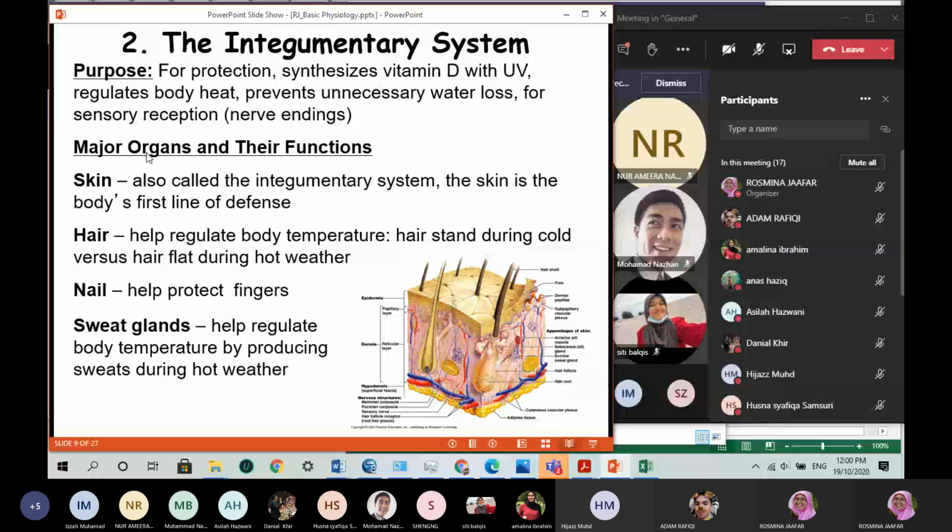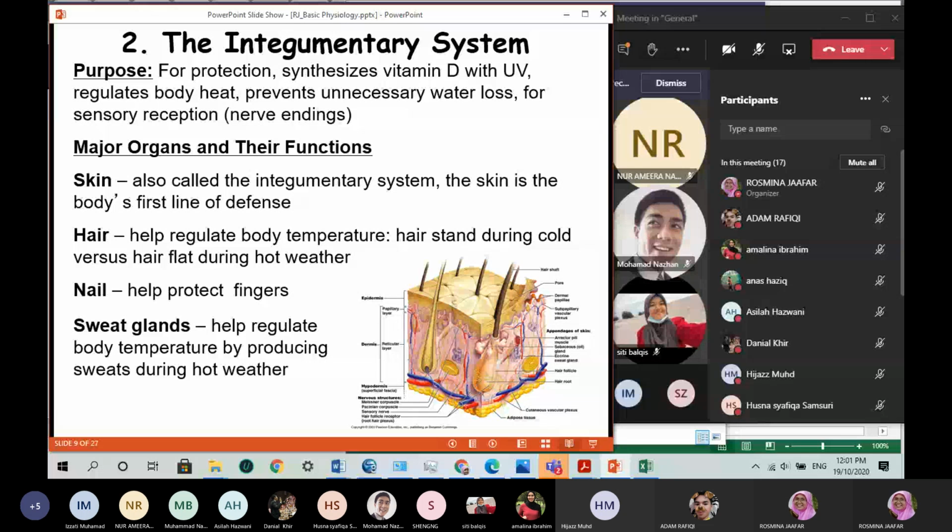Okay, another thing, when you are very hot, another mechanism to get rid of the excessive heat is sweating, because sweating causes evaporation. Evaporation will reduce the temperature.